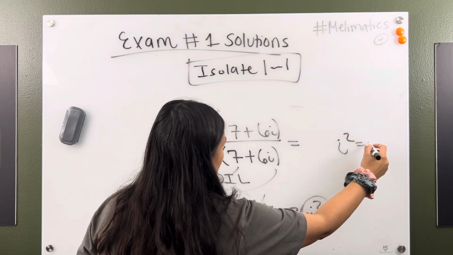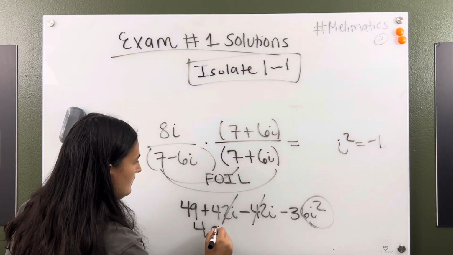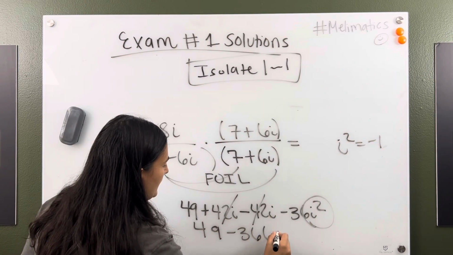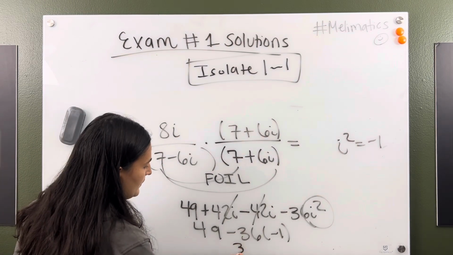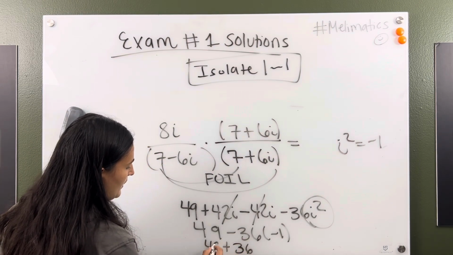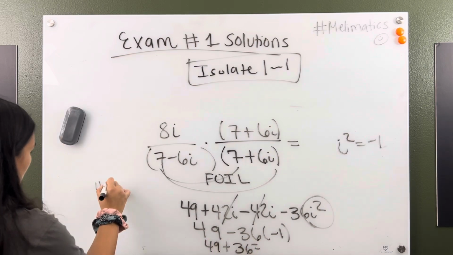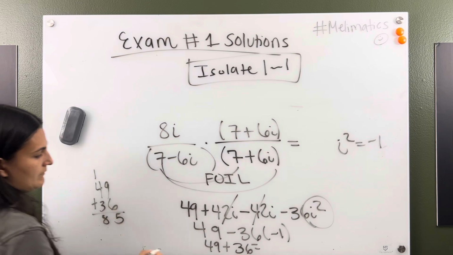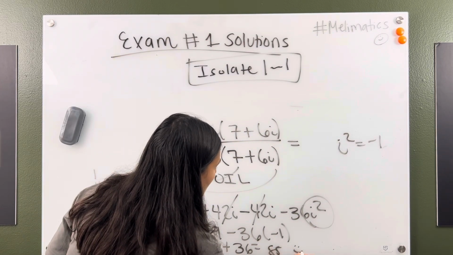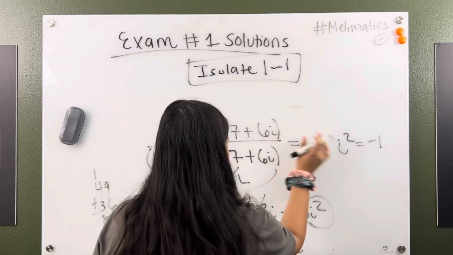i squared is -1. So just plug in -1 for i squared and solve. So it's negative 36 times -1, which is 36. And then add 49. So just do it on the side. 85. Okay, so we got 85 for the denominator once we simplified.